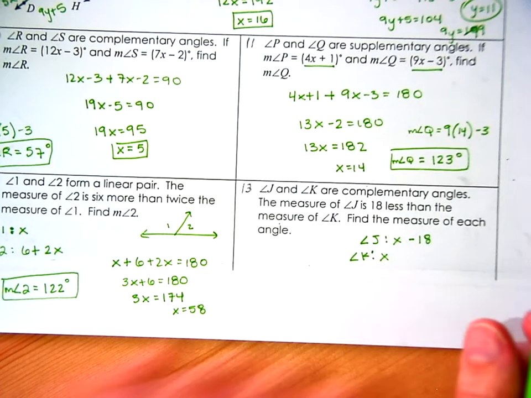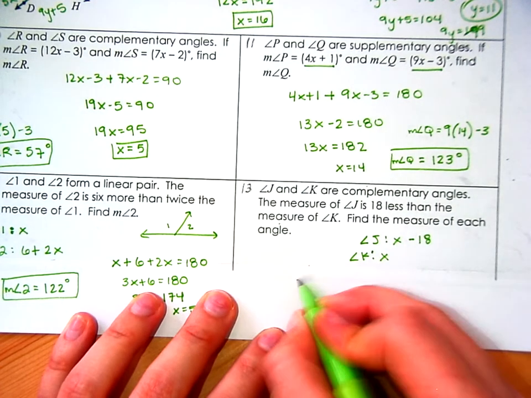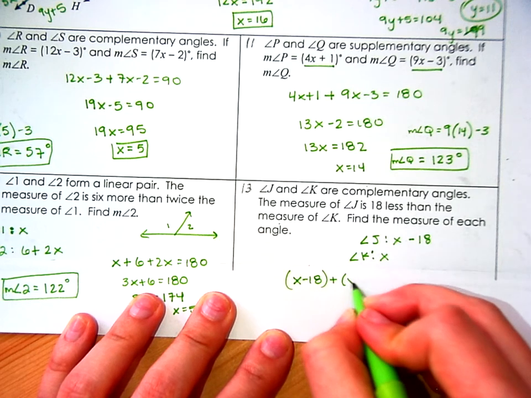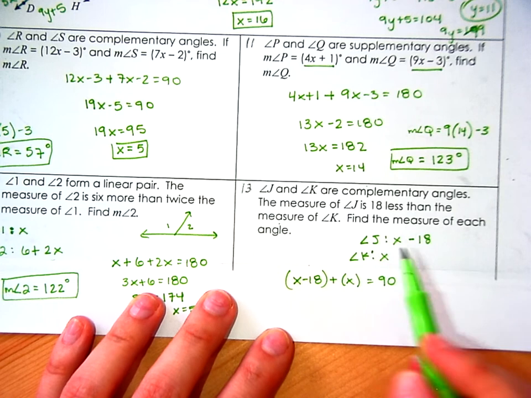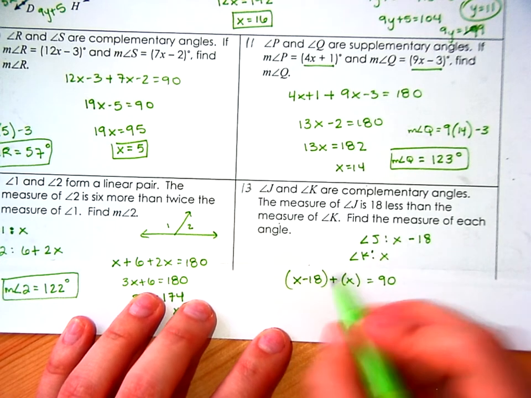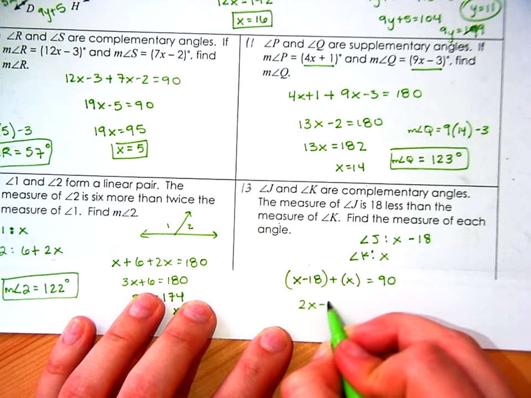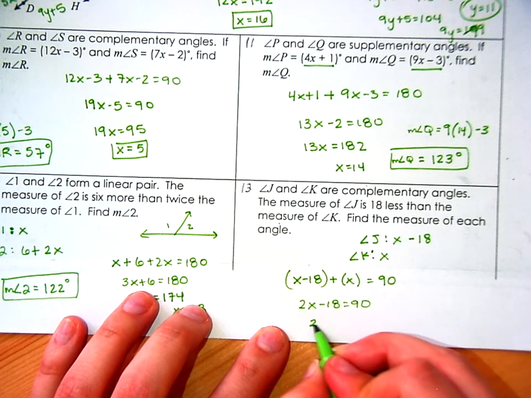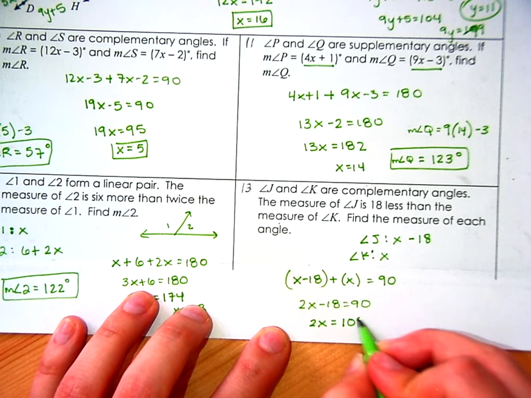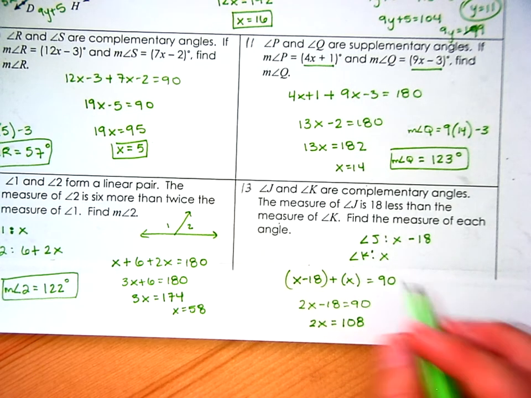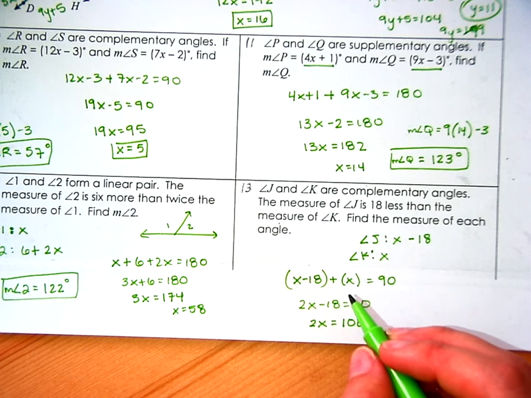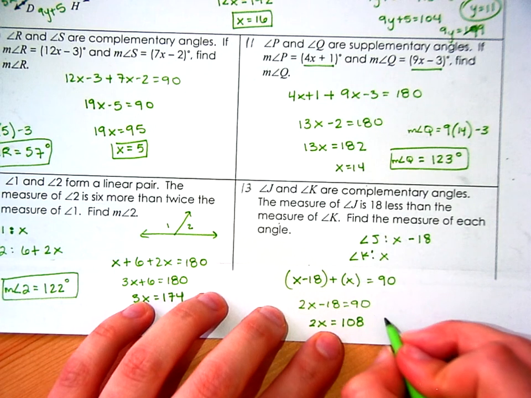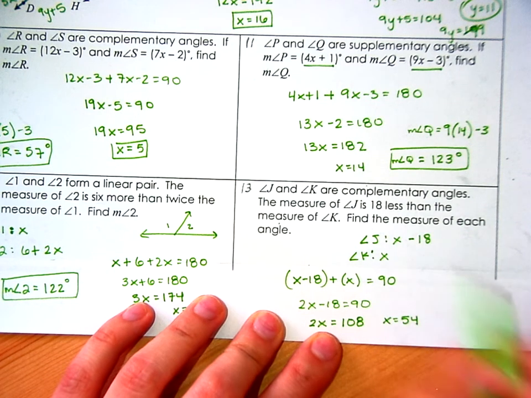Okay, now I have my two angles and I'm going to add up to 90. So angle J, x minus 18, and angle K, which we just say is x. These are complementary, so they're going to add up to 90 degrees. So if I add these together, I've got 2x minus 18. Add 18 to both sides of the equation, so I've got 2x equals 108. All right, so we did 90 plus 18, and then we're going to divide both sides by 2. x equals 54, and they want the measure of each angle.